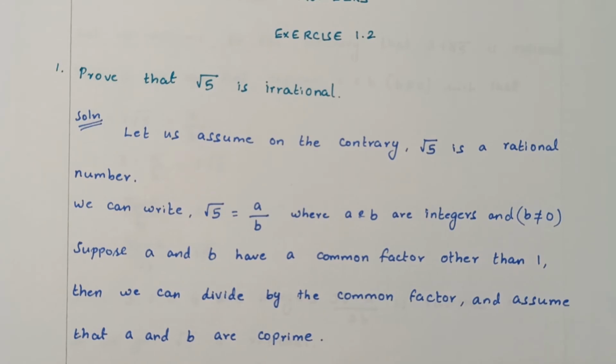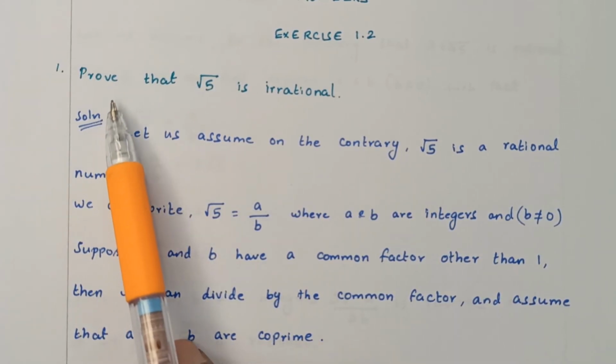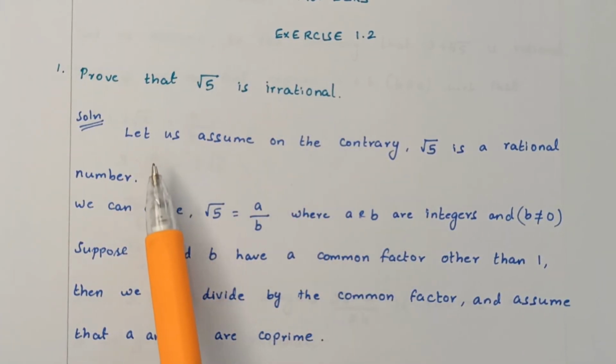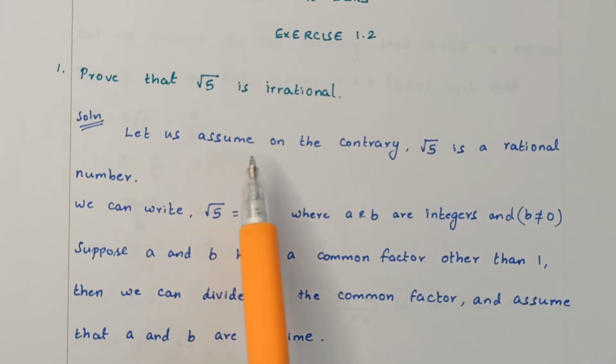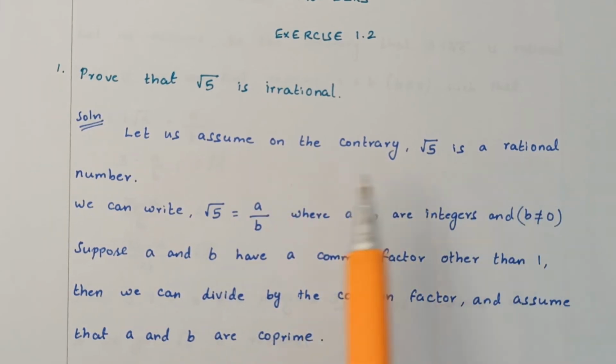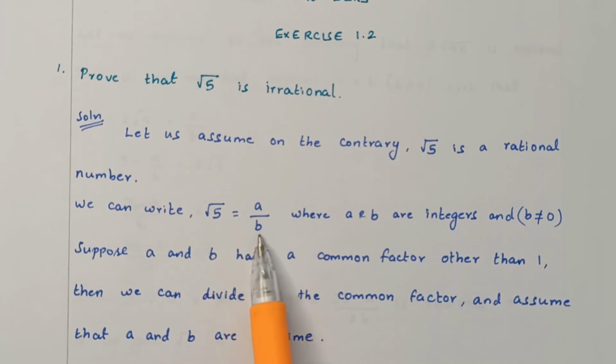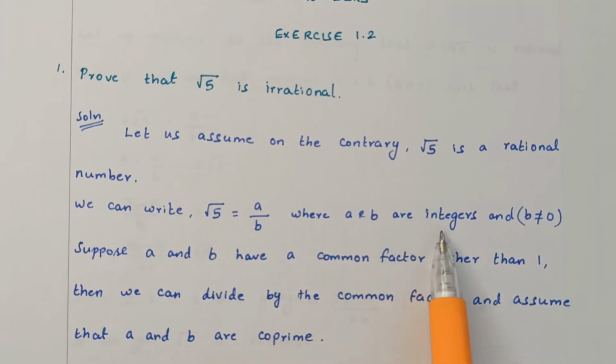Exercise 1.2, Real Numbers. We have to prove the first sum: prove that root 5 is irrational. For that, let us assume to the contrary that root 5 is a rational number. We can write root 5 equal to a by b, where a and b are integers and b not equal to 0.